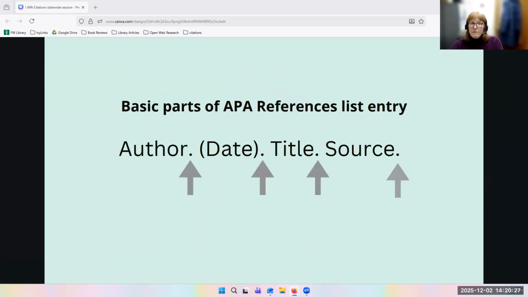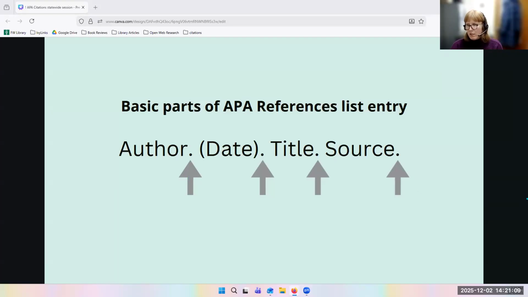The basic parts of the APA reference list are all of those answers to the questions that we had before. Who wrote it, the author, when was it written, the date, and then what it's called and where we found it. So this is the order of the basic APA reference list entry. So it's author, date, title, and source. And just a note on organization, everything ends with a period after, and the date is in parentheses. Okay, this is the very basic references list entry.